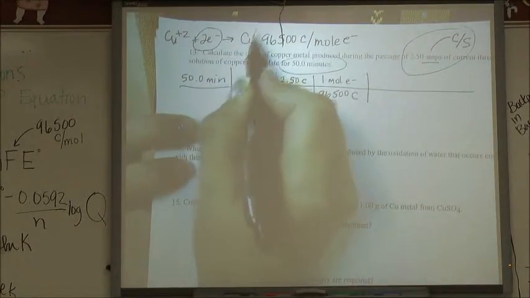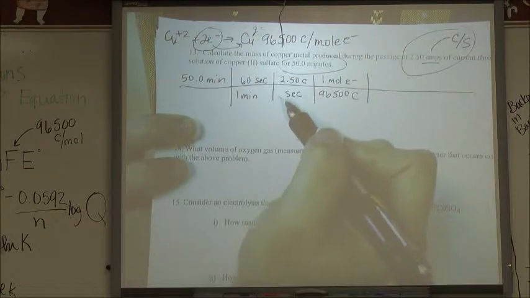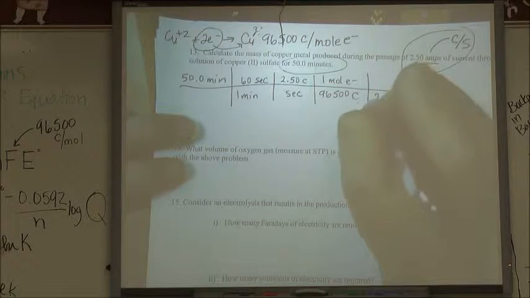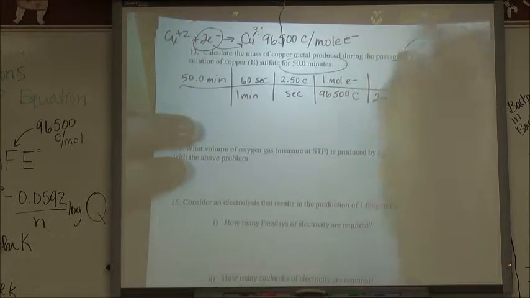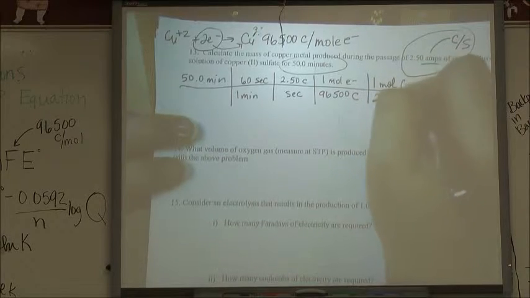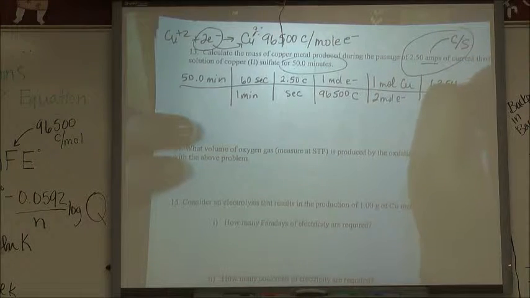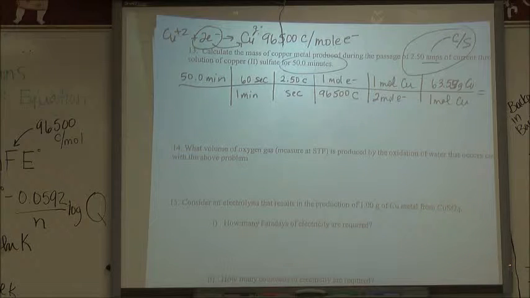We ultimately want to get to grams of copper, right? So can I mole bridge over? Yes. For every 2 moles of electrons I have 1 mole of copper. All right, get me to grams, chemistry people. 63.54 grams of copper. So to 3 sig figs, go ahead and give me the grams.